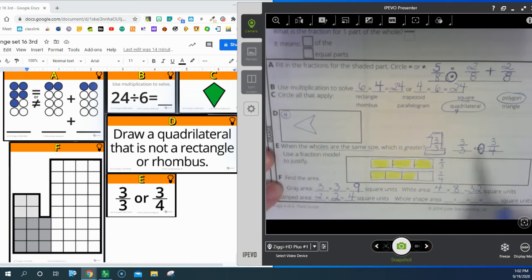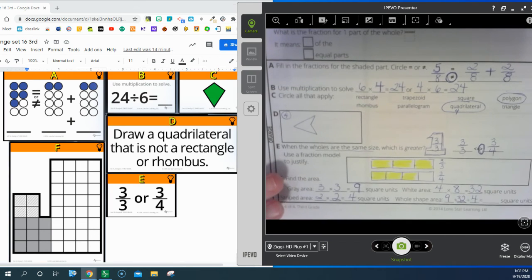So I know that the gray area is 9 square units. I know the white area is 32 square units. And I know that the striped area is 4 square units. And when I add up 32 plus 9 plus 4, I'm going to do 32 plus 4 is 36. And then 36 plus 9 is going to be 45. 45 square units. So by chunking it into smaller areas, I can find the total area of that irregular polygon. And that is the end of Orange for Target Math.